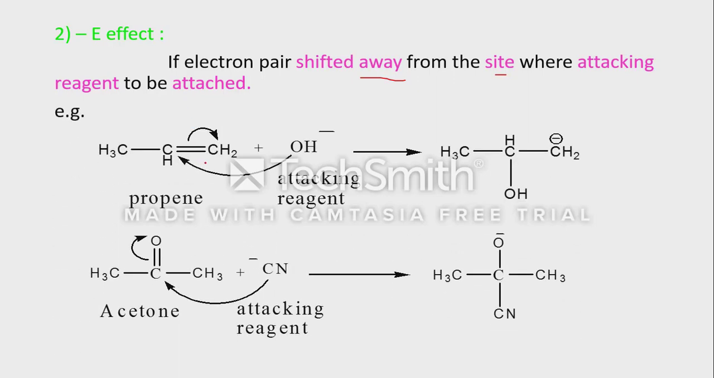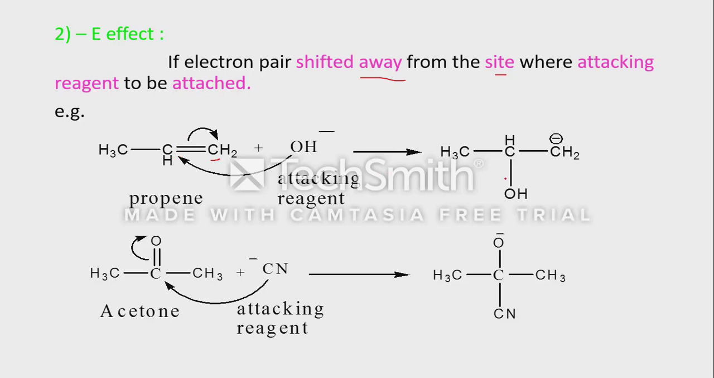Example: the hydroxide ion, the attacking reagent, attacks carbon number 2, and the electron pair is shifted towards carbon number 1. As per the definition, the electron pair is shifted away from the site where the attacking reagent is attached.